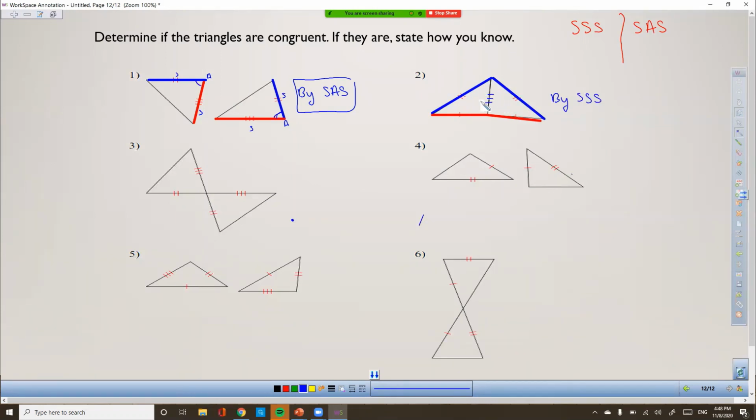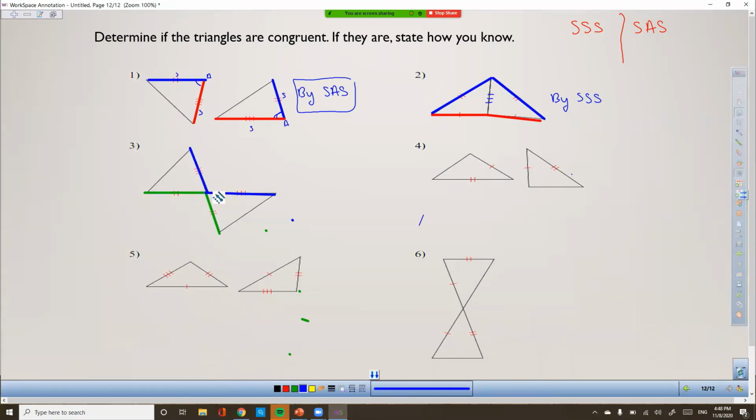And again, it's all based on the information that they're giving you. You cannot assume, you have to go based on the information that they're giving you. Let's look at this third one here. In the third one, they're telling you that this side is congruent to this side, because it has the two tick marks. And then they tell you that this other side is congruent to this other side.